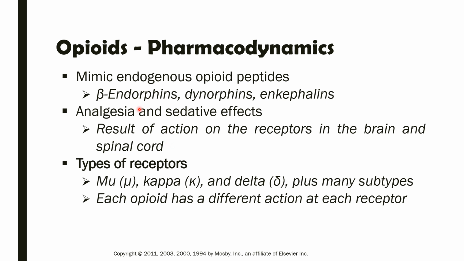So there are different types of receptors, opioid receptors. So we actually have five, and the most common are the mu, the kappa, and the delta. But of course, the most clinically significant that we are going to focus on are the mu and the kappa receptors. So these are the most clinically relevant, and in this case, it is important that you know which drugs act on which receptors, because it determines how they are going to act in the body or what kind of effects they have in the body. So each opioid receptor has a different action at each receptor.